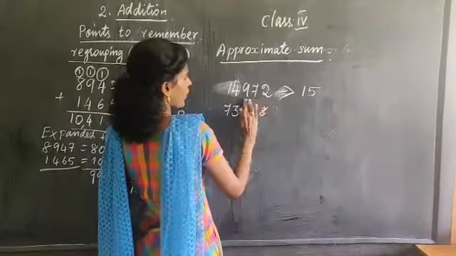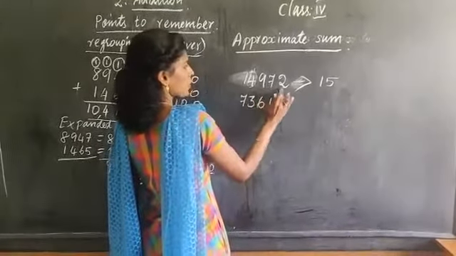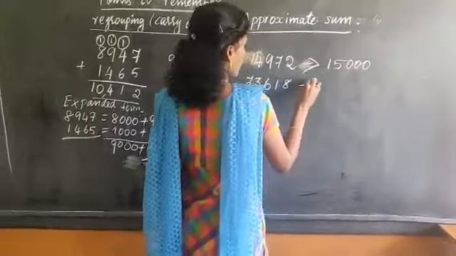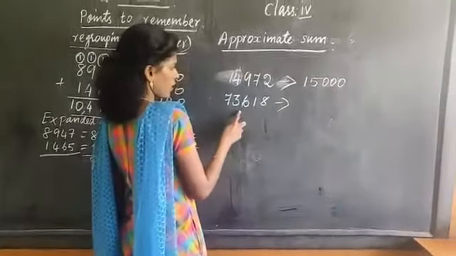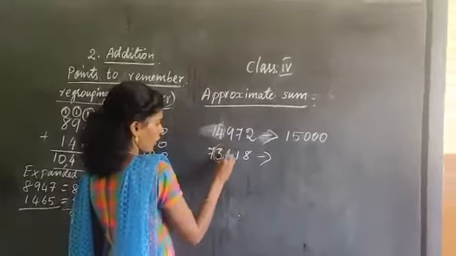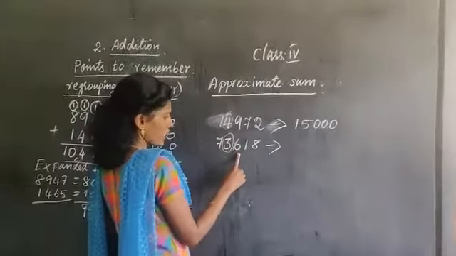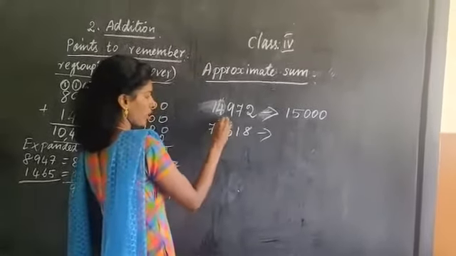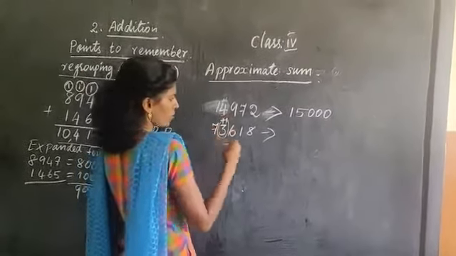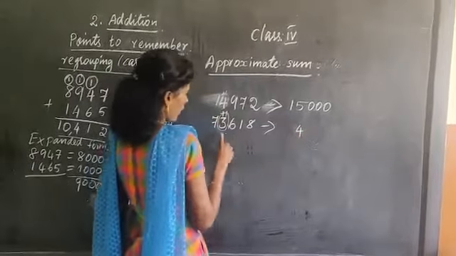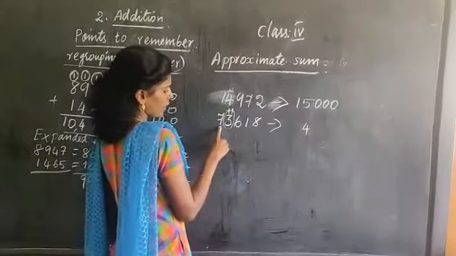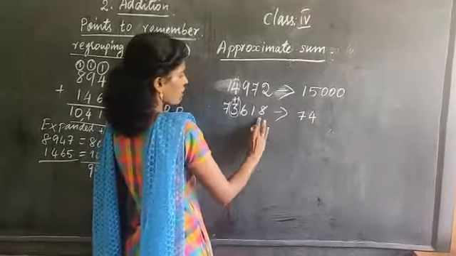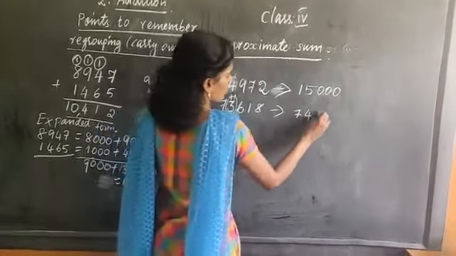Again the remaining right side digits will become 0. So this all will become 0. Again here also, nearest 1000 means mark the number in thousands place. Look at the next digit on the right side. It is 6. It is bigger than 5. We plus 1. So 3 plus 1, 4. And the left side number remains the same, so this 7 will remain the same. The right side 3 digits will become 0.